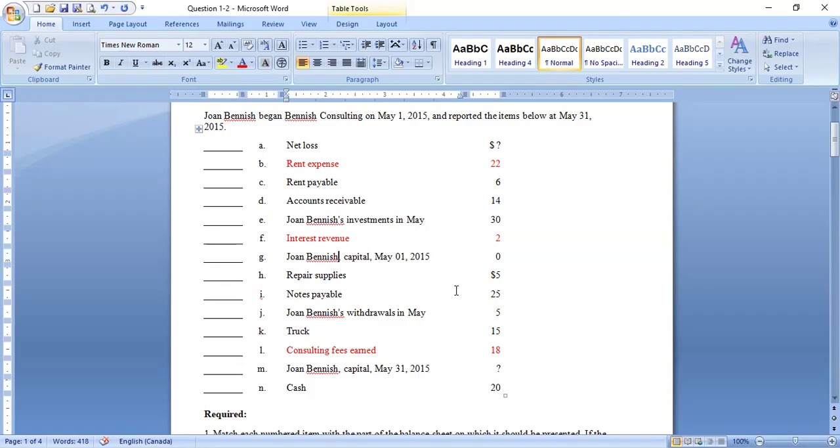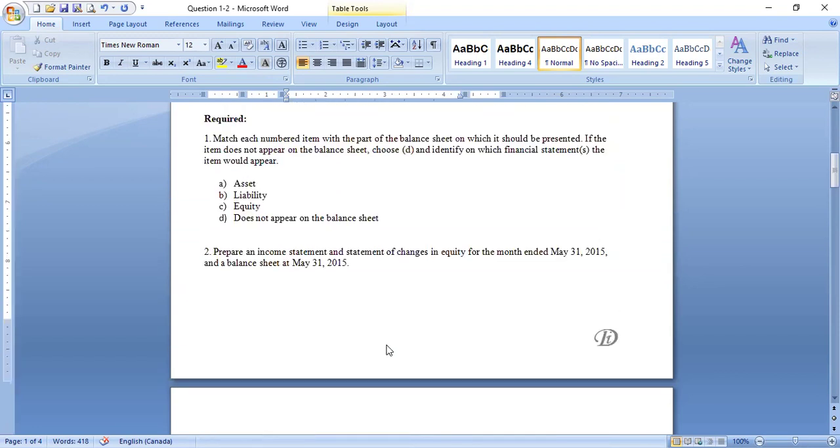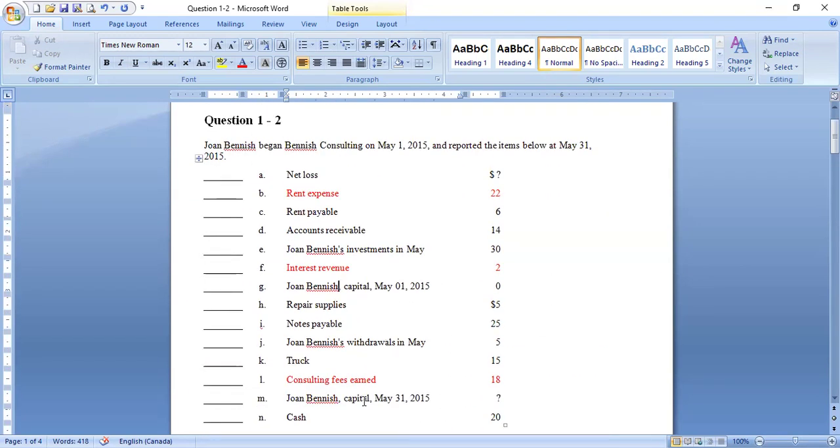Can you see it? So what we're going to have? We're going to have consulting fee earned $8, interest revenue $2, rent expense 22, net loss is $2. So here on the net loss, we're going to have -$2. Oops, -$2.